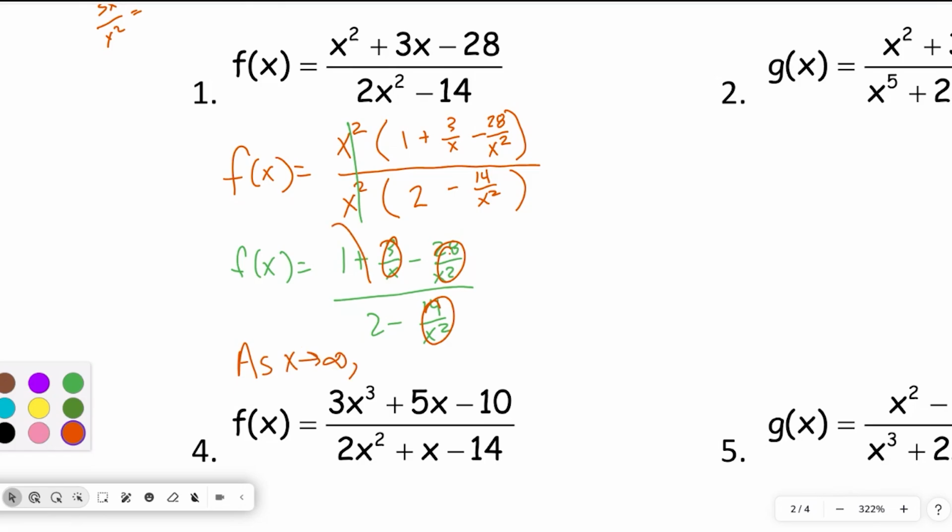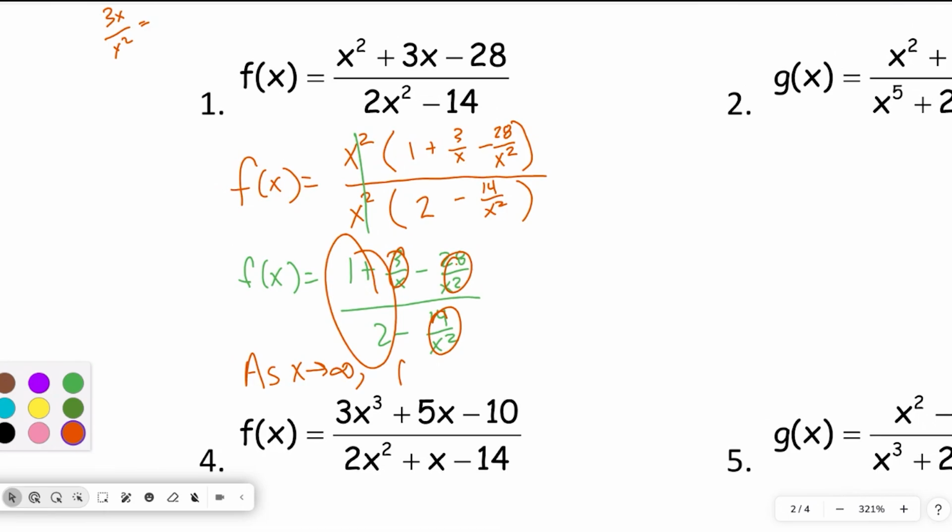1 over 2, yeah. So f of x gets closer to 1 over 2. So the equation is just 1/2, which you knew from the beginning, yeah, or some of you, if you remembered the rule. But I don't want you to think about rules. I want you to think algebraically and about what's happening.